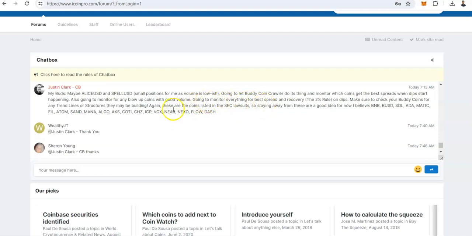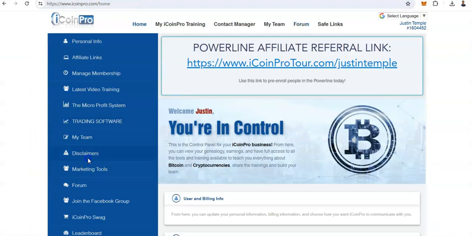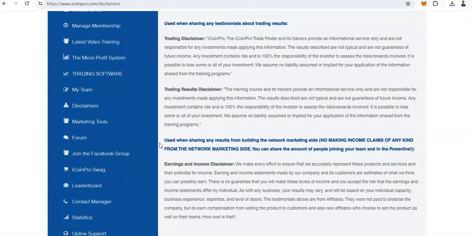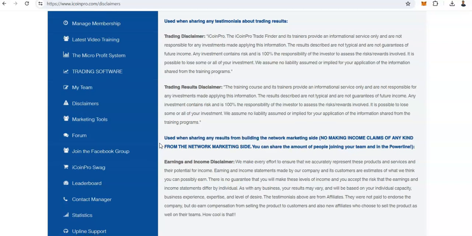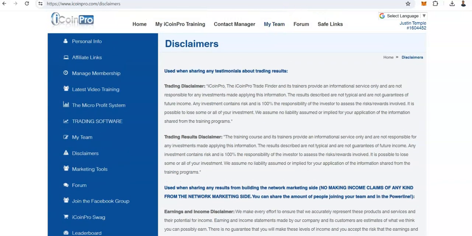so just go ahead and use this with a grain of salt, and disclaimer, right? So that way nothing bad happens. So real quick, let's just go to the iCoinPro disclaimers as well. And results are not guaranteed. Trading is on you. This is 100% risk on you. And if you decide to purchase anything from one of my links, I will make a commission. And there's no guarantee of day trading, right?